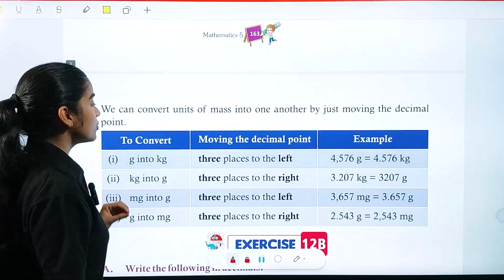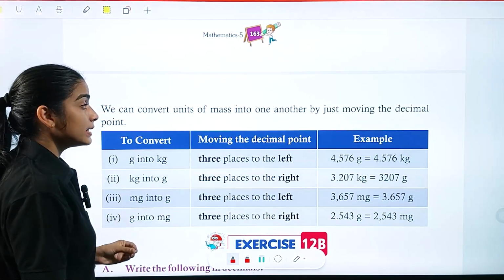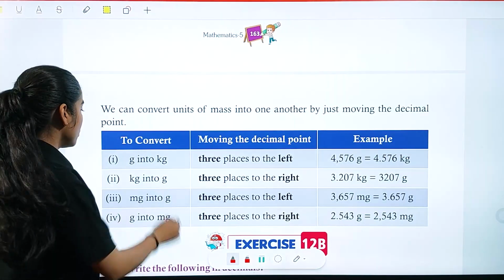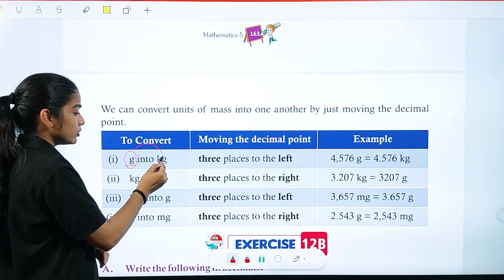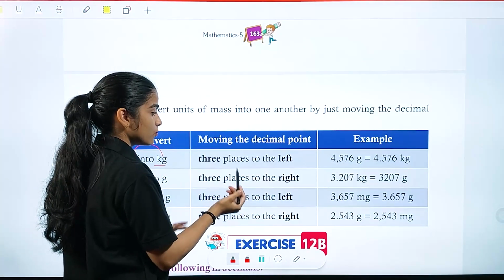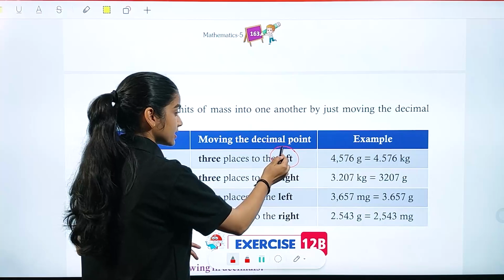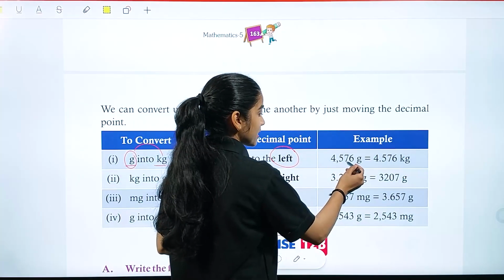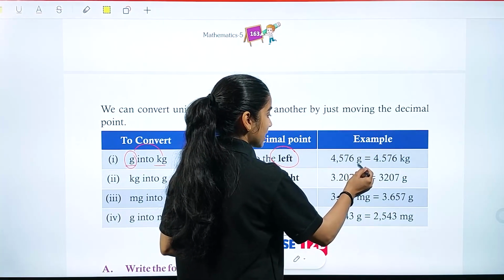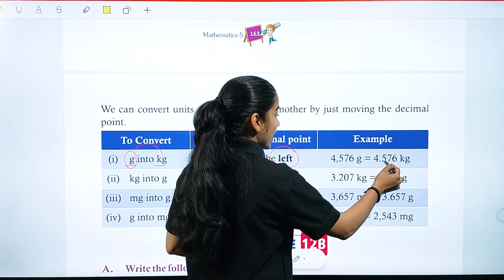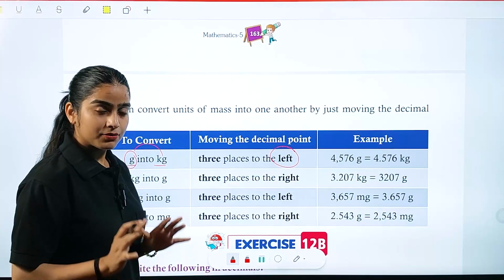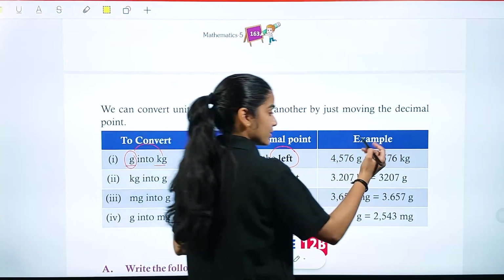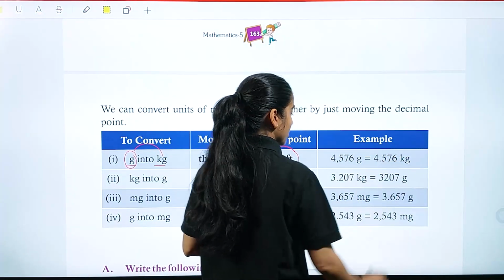Now we can convert units of mass into one another by just moving the decimal. Gram into kg: a smaller unit will be converted into a bigger unit, so you have to shift your point towards the left-hand side. 4576 gram will be 4.576 kg. In kg we already know we have 3 zeros, so from the left-hand side, 1, 2, 3 places, put the point here.